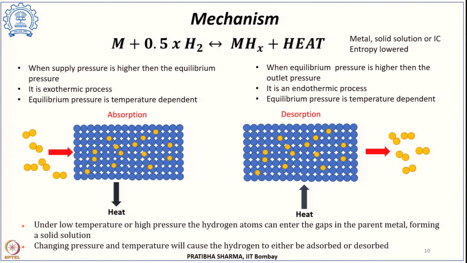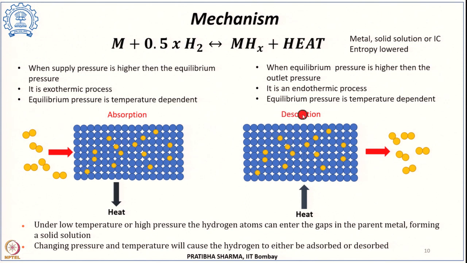Now, the conditions of absorption and desorption: the uptake of hydrogen is absorption here and the release of hydrogen is desorption. So, for absorption, the supply pressure must be higher than the equilibrium pressure. Now, what is this equilibrium pressure? We will see a little later. So, provided that the supply pressure is higher than the equilibrium pressure, absorption of hydrogen into such metal hydrides takes place. And this process, as I mentioned, is an exothermic process. However, this equilibrium pressure also changes if there is a change in the temperature. So, this equilibrium pressure also depends upon temperature.